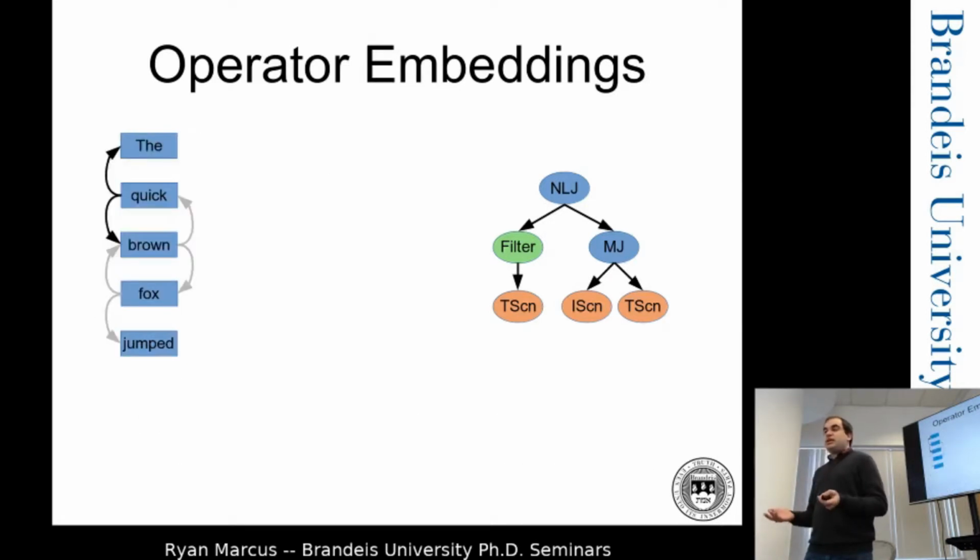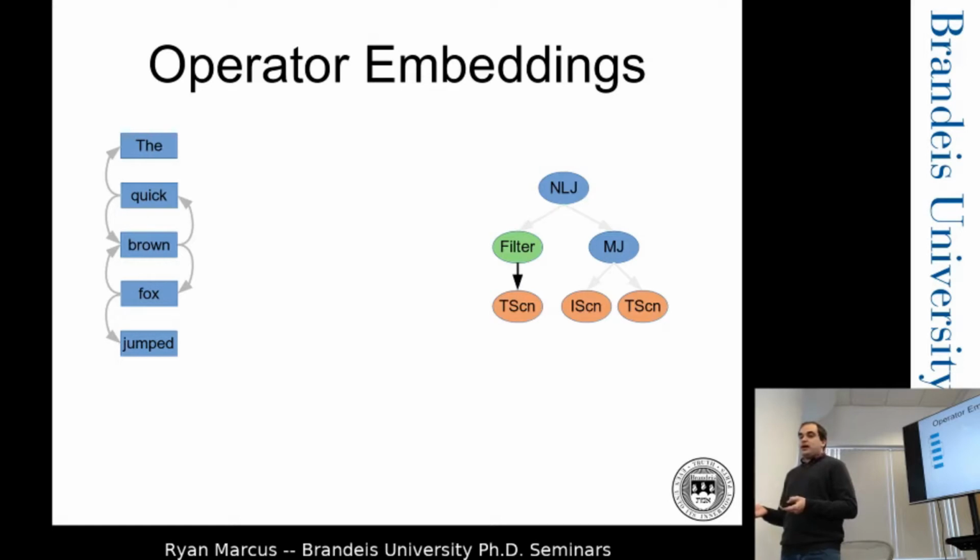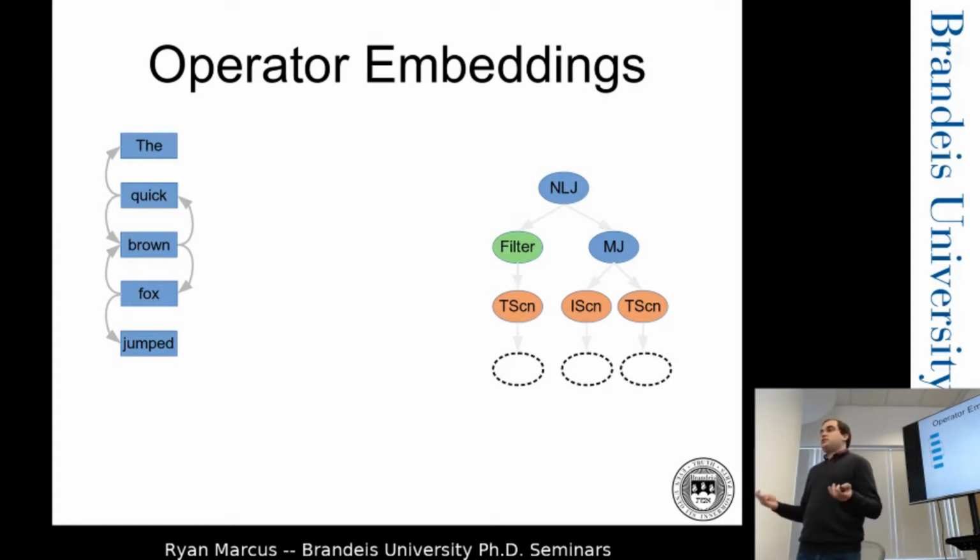So just like in the natural language processing community, where we took our sentence and we input quick and tried to guess the and brown, brown and tried to guess quick and fox, fox and tried to guess the other two, you get the idea. We're going to take our neural network, and when we're given this nested loop join operator at the top, we're going to try to guess this filter and this merge join. If there's just one child, then we're only going to try to predict that single child. So for this filter, we predict a table scan. And then for our leaf nodes, we're just going to try to guess the empty vector null, because they don't have any particular children.